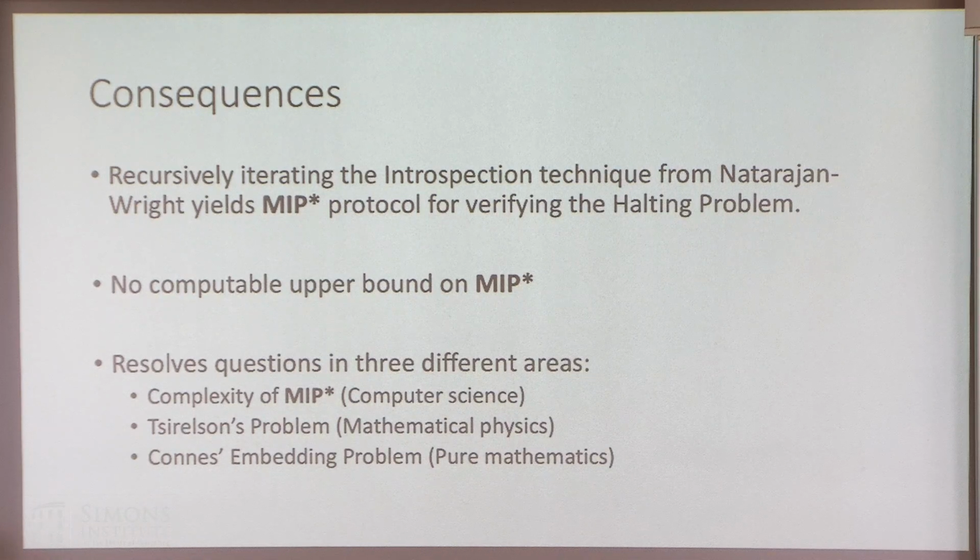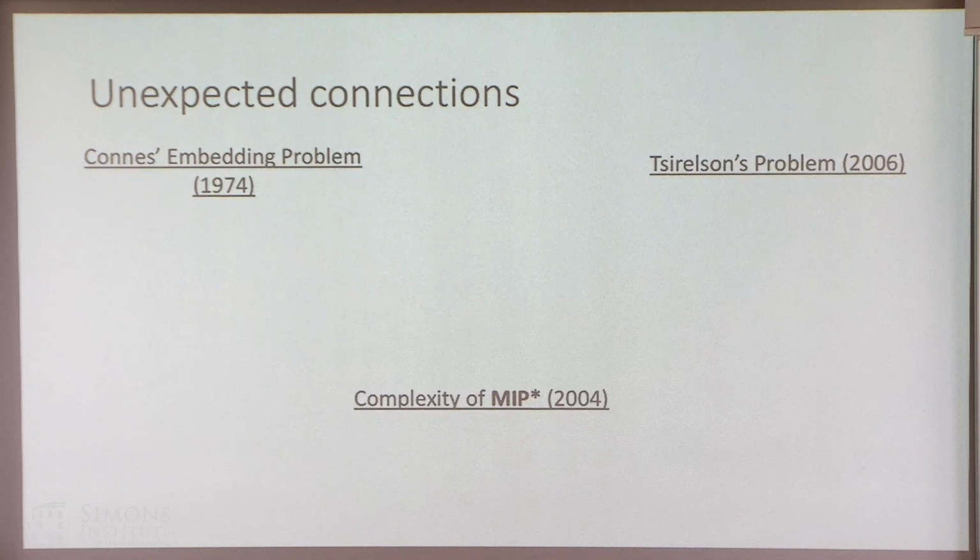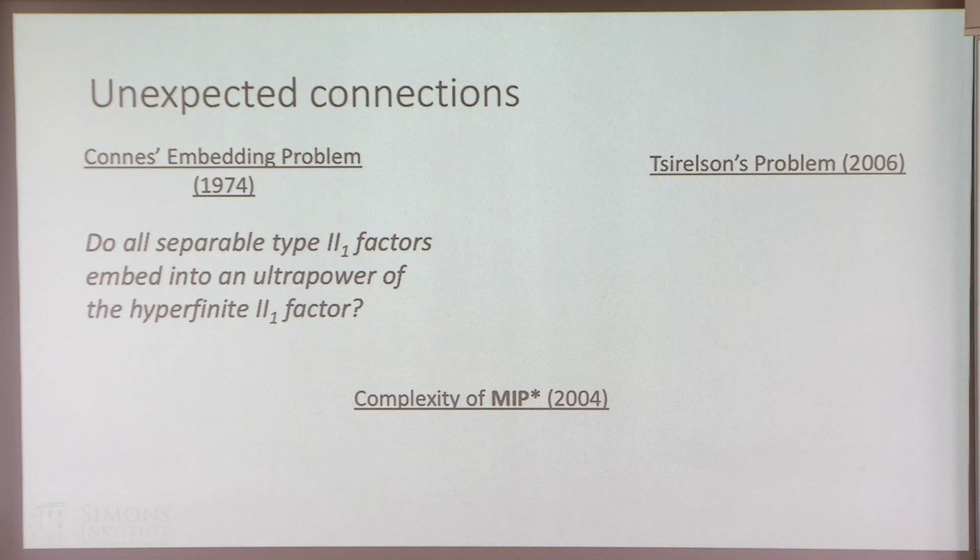I won't have time to go too much into it, but I'll show a slide about it. There are these three problems, and one of them has been around for quite some time, and the other two are more recent, but they are all very closely connected. The Connes embedding problem is from pure mathematics, and the formal statement is: do all separable type II_1 factors embed in an ultrapower of the hyperfinite II_1 factor? It's some statement about von Neumann algebras. It's very deep, and over the years people have discovered that this question is equivalent to many other questions in mathematics that have seemingly nothing to do with operator algebras.